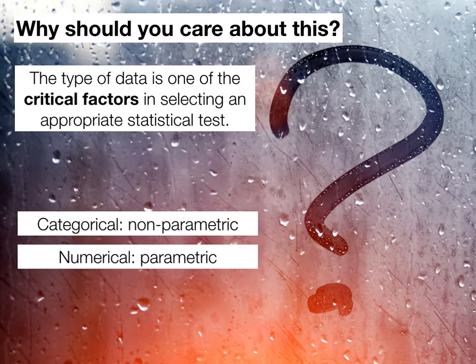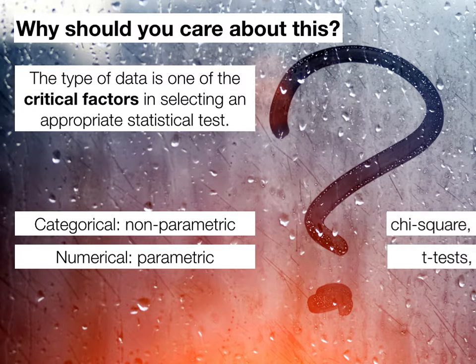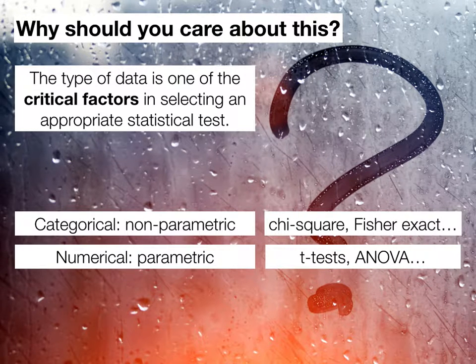For example, categorical data is non-parametric, while numerical data is often parametric. There are nuances to this, but it's beyond the scope of this podcast. For categorical data, tests such as chi-squared or Fisher-exact tests will potentially be used, while for numerical data, t-tests or ANOVA analyses could be used. We'll unpack this a little bit more in future podcasts.